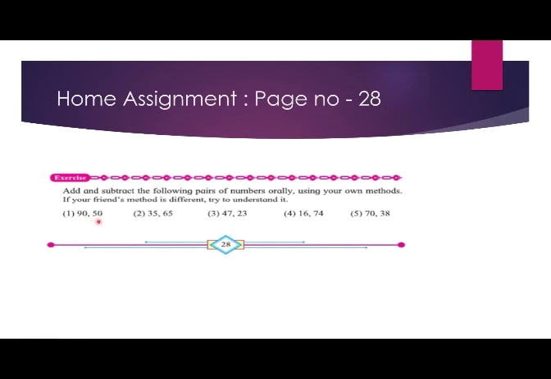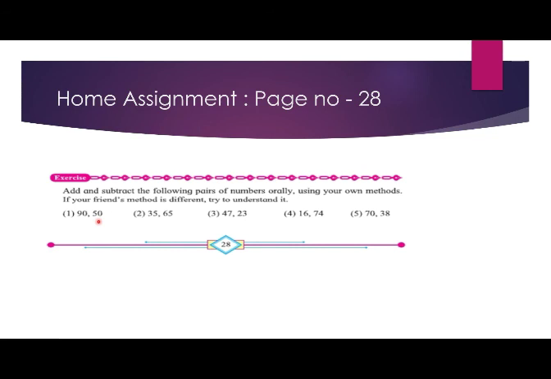I'll add this 9 plus 5. After 9, start counting this 5: 10, 11, 12, 13, 14. I get the answer 14 and now I will add one more 0 to it. So 140 is my addition answer.